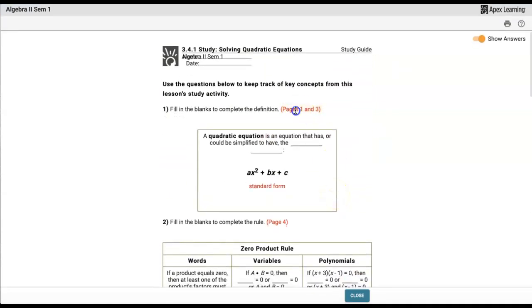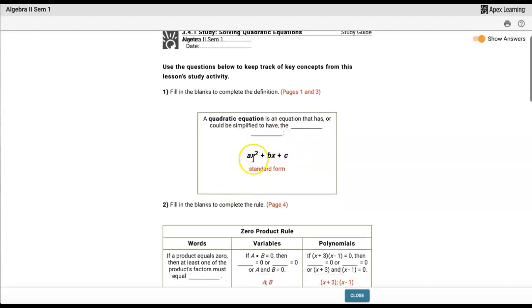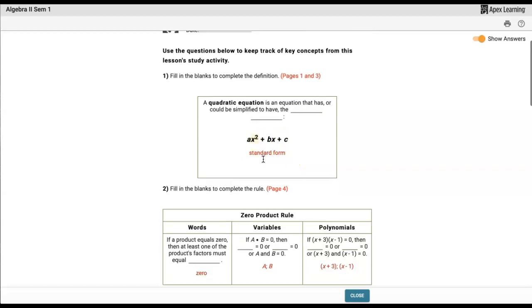So again, please take advantage of that. If this isn't making sense to you, go back and look at the pages. All right, but first off here, a quadratic is an equation that has or could be simplified to have the standard form ax squared plus bx plus c, right? Again, the key there is it has to have that x squared. Cannot have more than x squared, and it has to have x squared, and go on from there.